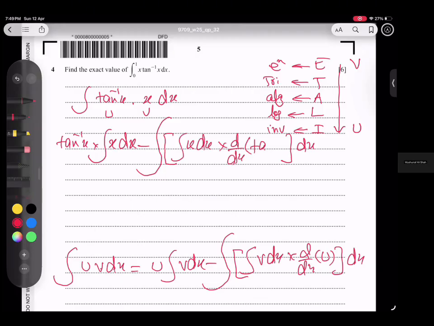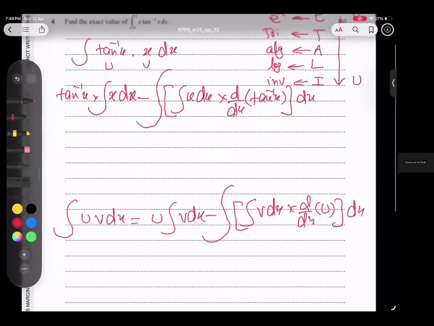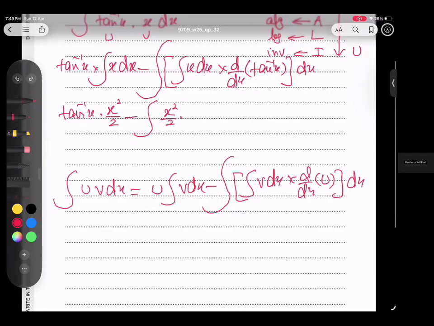Tan inverse of x. Now, students, this tan inverse I'm keeping as it is. What is the integration of x? Increase the power by 1, divide by the same. Again, this answer I'm copy pasting here, increase the power divided by the same. And what is the derivative of tan inverse? Here is the problem. Some students get problems in this.